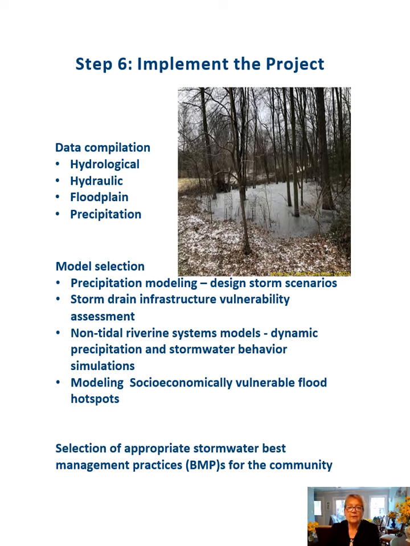Finally, you will model the socioeconomically vulnerable flood hotspots. You'll do this by locating your socioeconomically important locations in your community. And as a GIS layer, you will overlay that on the riverine systems model map of your highest flood risk areas. So you've got where flood risk and your most vulnerable socioeconomic locations are, and they overlap. That's where your flood hotspots are located. And then finally, you will select appropriate stormwater best management practices for the community and apply those to your flood hotspots. Now, the best practices may differ from one location to another depending on the characteristics of flooding in that location.